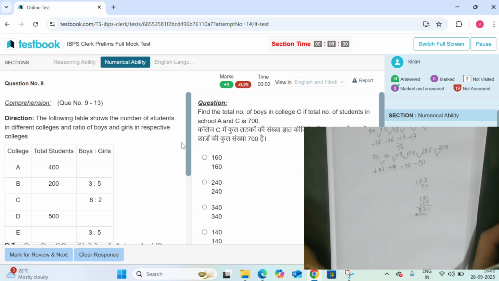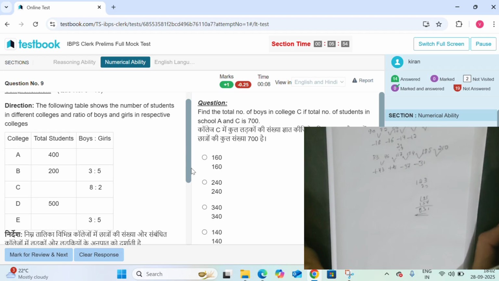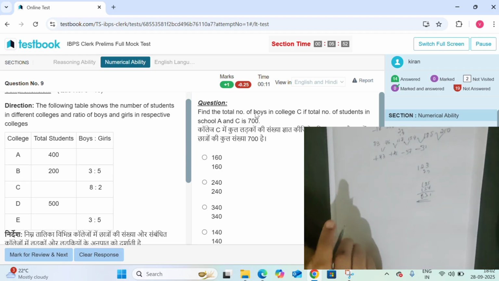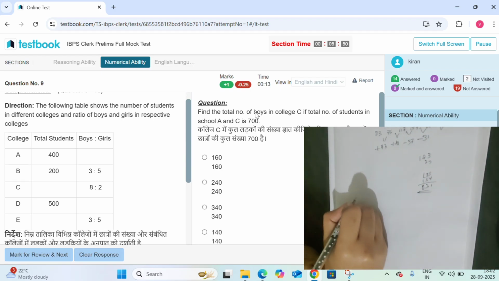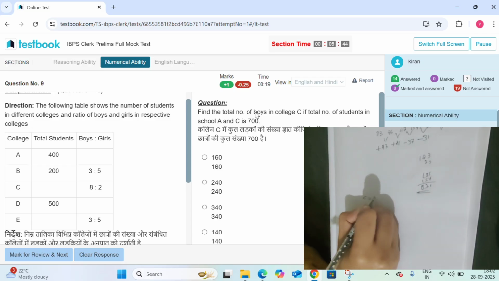Next. Dear total students, boys and the girls. Okay. Total students. Find the total number of the boys in the college C if the total number of the students in A and C is 700. A and the C is 700. That means C would be 300, and total number of the boys in college and find the total number of the boys in the college if the total number of the student in school A and the C is 700.